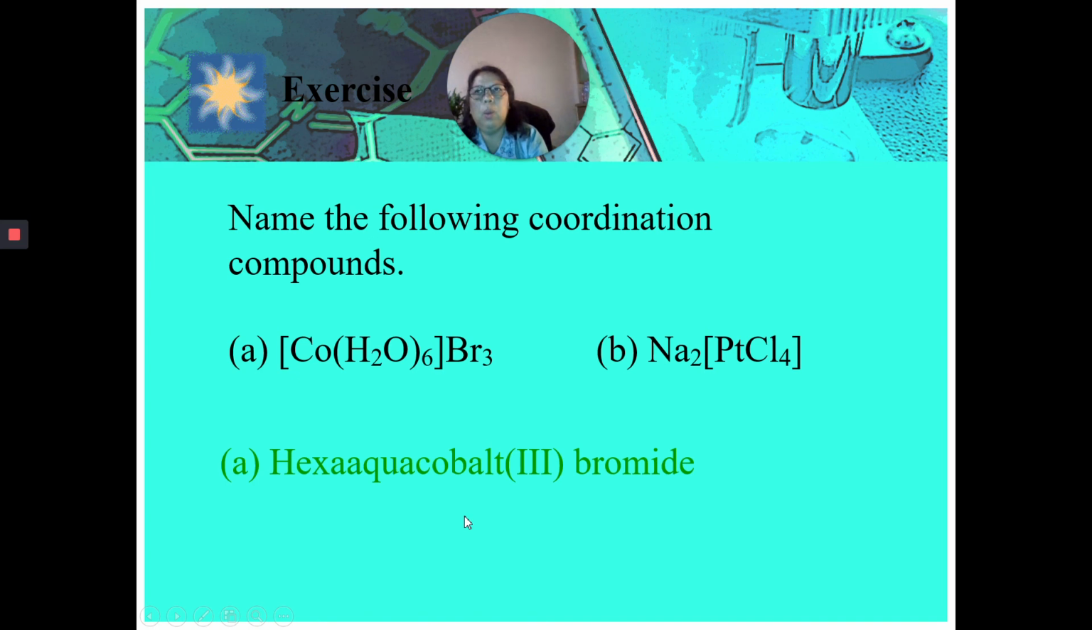You might be thinking now, Mom, we were not told that aqua could be used for water. You could also use dihydrogen oxide, but the right term, the right way, the acceptable way in chemistry is to use the word aqua for water. Hexa for the 6, cobalt for the 3, okay, bromide for the Br.